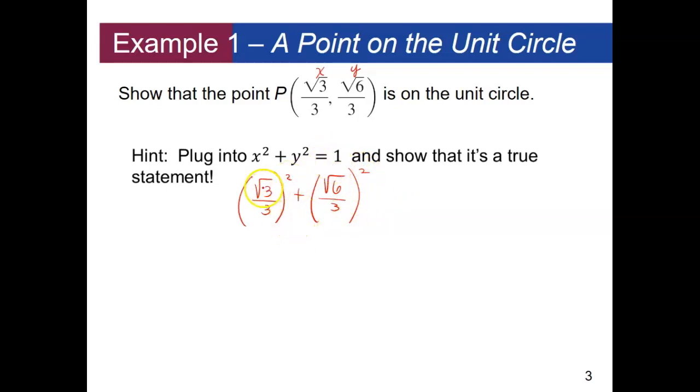Here, if I square the square root, I get rid of that, so those are going to cancel. If I square my 3, I'm going to have a 9. Here, if I square the square root of 6, the square and the square root cancel, I'm left with 6. If I square the 3, I get a 9. So 3 ninths plus 6 ninths is going to be 9 ninths, or 1. And therefore it does equal 1, and therefore I have shown that it's on the unit circle.